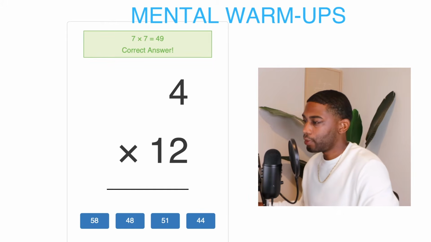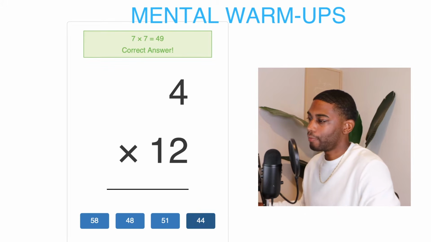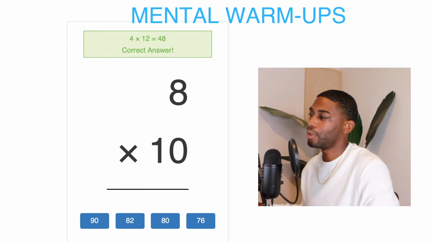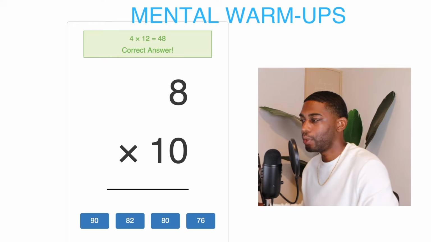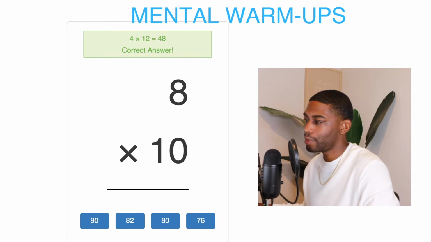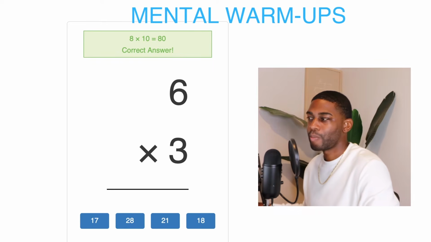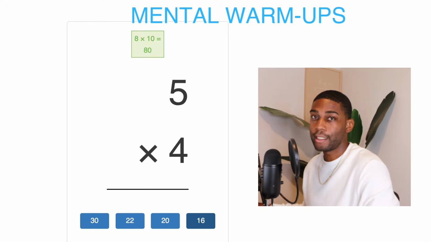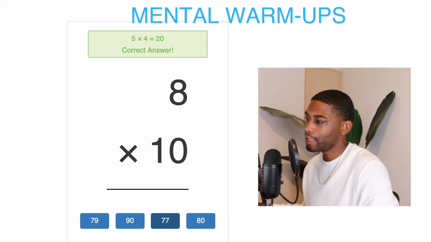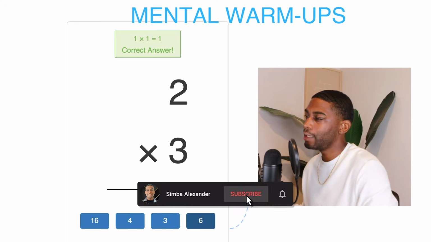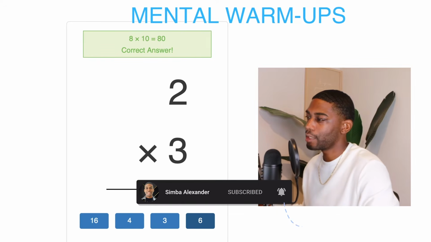4 times 12. Now that we've been doing this for so long, we should be getting a lot faster. 48. 8 times 10. We know that anything times 10, we just add a 0 to the end. 80. 6 times 3. I got 18. 5 times 4. I got 20. 1 times 1. We already did this. 1. 8 times 0. We did that already, I think. 0. 2 times 3. 6.